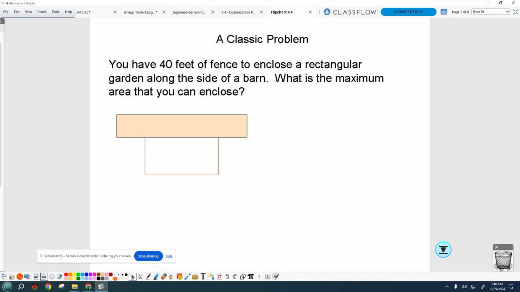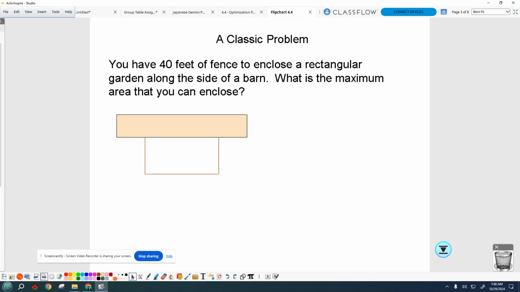So for example, you have 40 feet of fence to enclose a rectangular garden, and you're gonna put up one side against the barn. You don't need fencing on that wall. So a lot of you know, if it's a 4-sided figure, optimally, the most area is in a square. But that you get one side for free, how do we do this? So this is an optimization question.